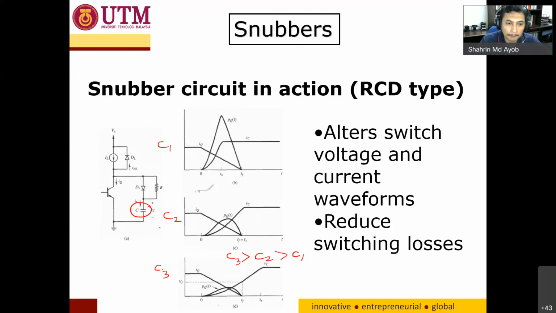So if your capacitor is very, very big, you will see that the transition between on and off becomes longer, because the current is still flowing, which is the on state. That is not good, so we want to avoid this delay here. It is important to calculate the correct capacitor so that it will not affect the transition between on and off.